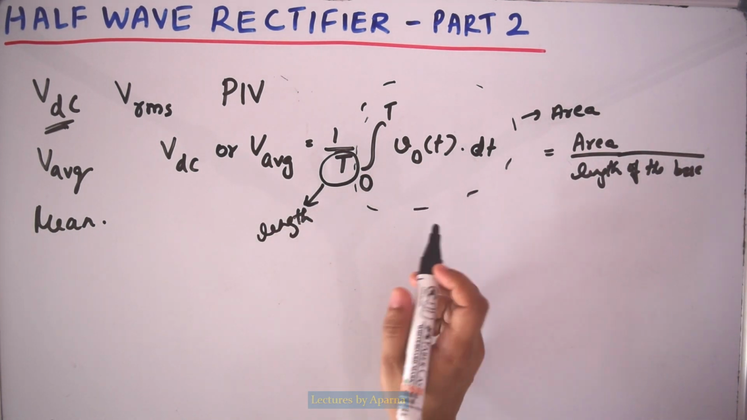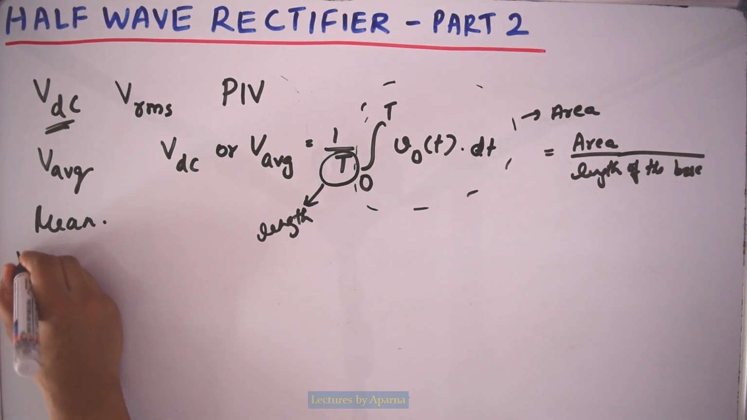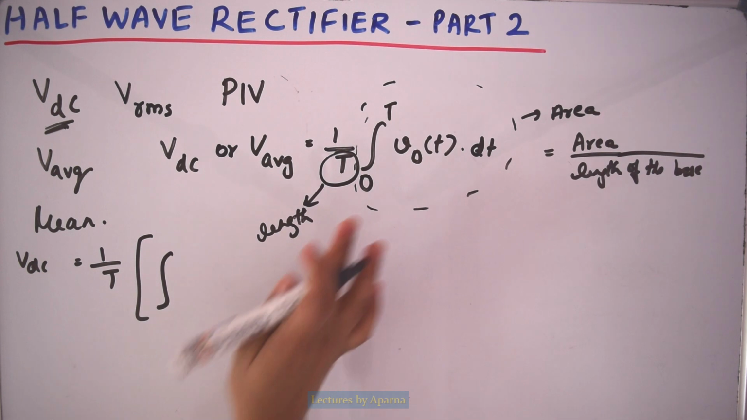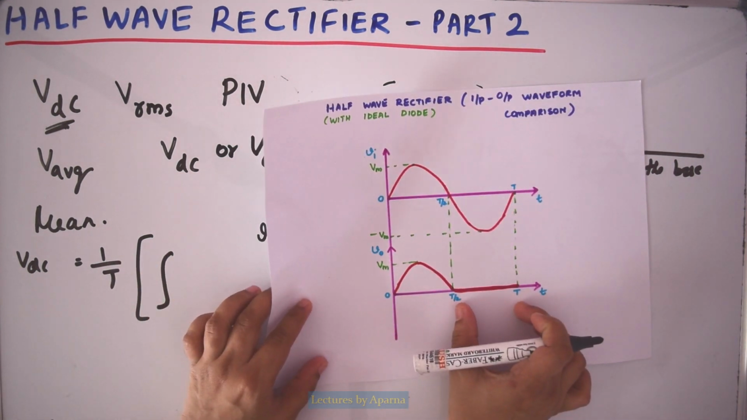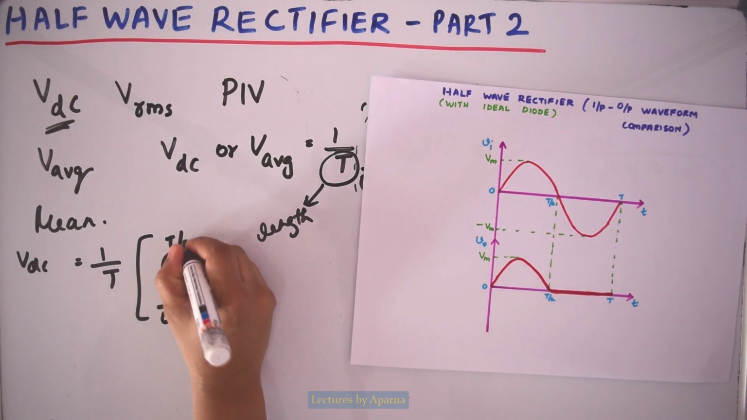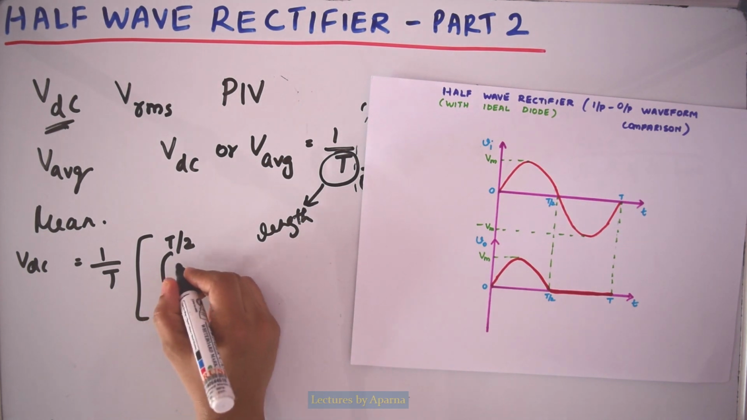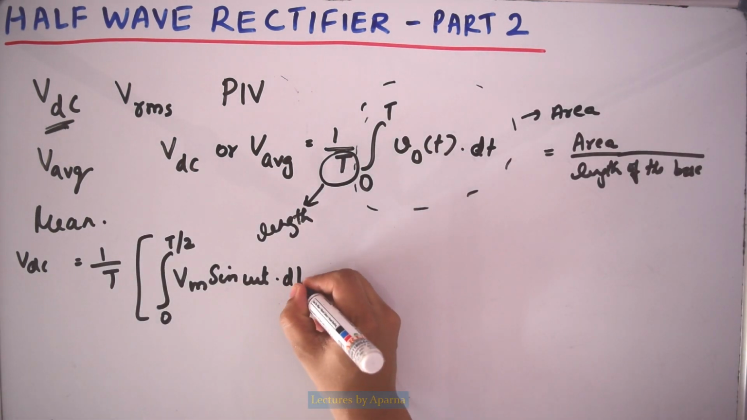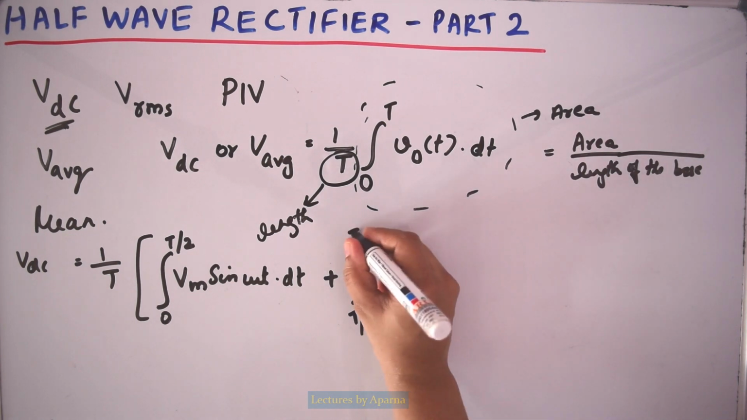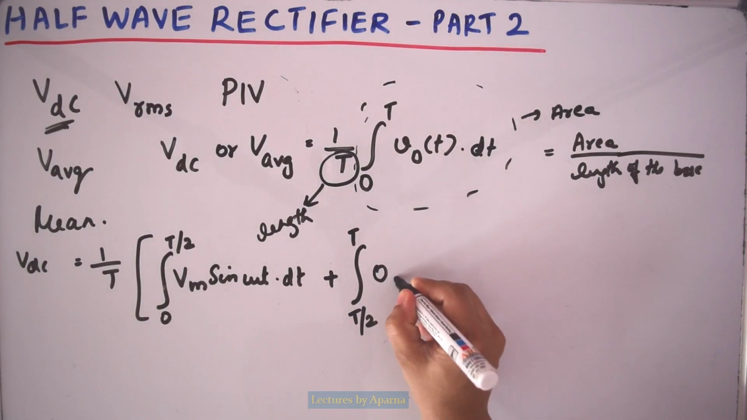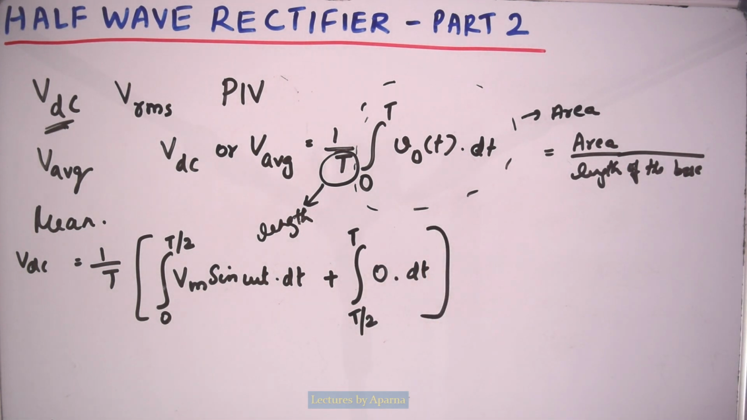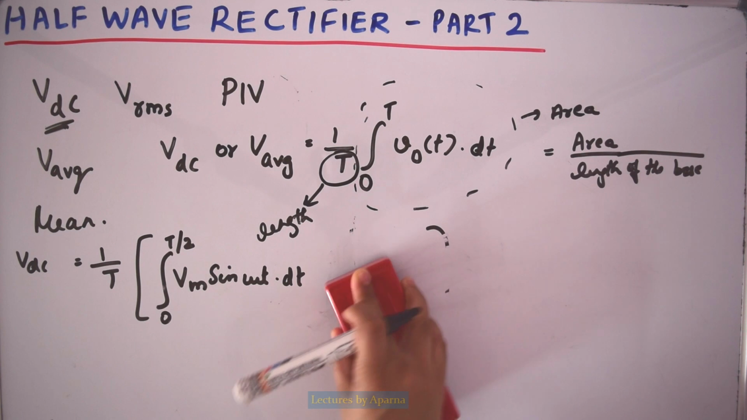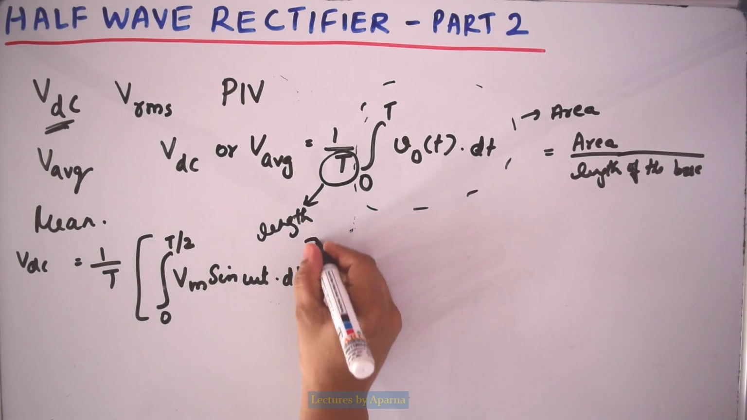From this equation we can write VDC is equal to 1 by T into integral, splitting this T into two parts, 0 to T by 2 and T by 2 to T. In 0 to T by 2 its value will be Vm sin omega t, which is the sine wave value, into dt, plus integral from T by 2 to T, its value is 0, so it will be 0 dt. We have to consider only the first portion.